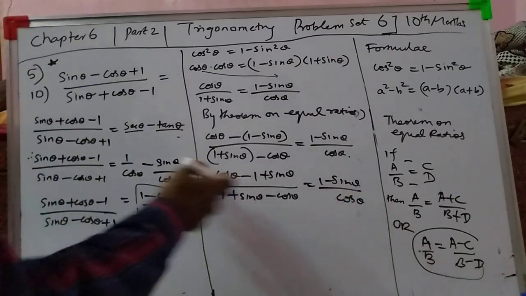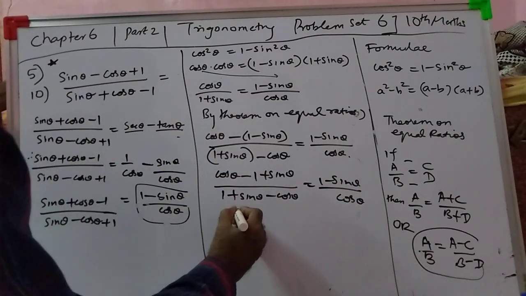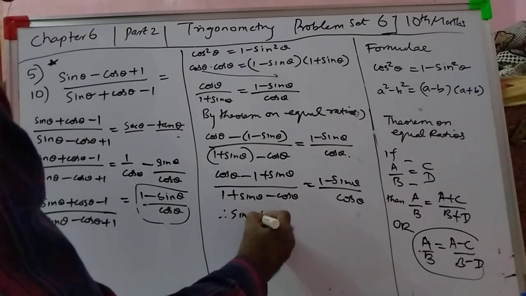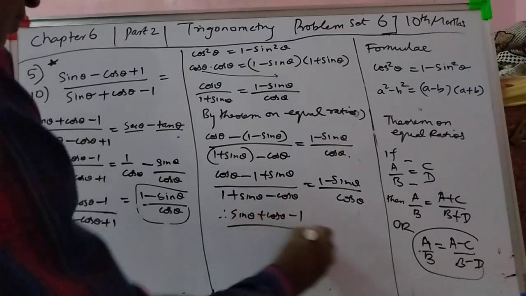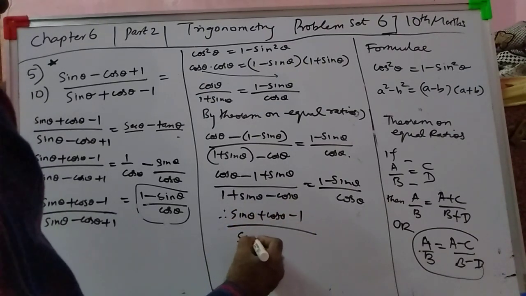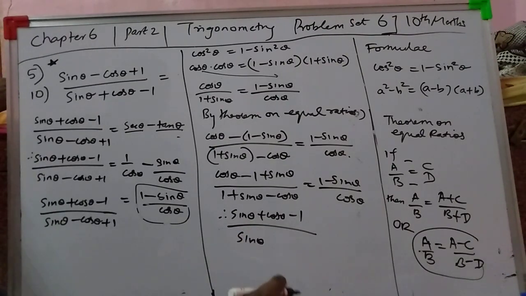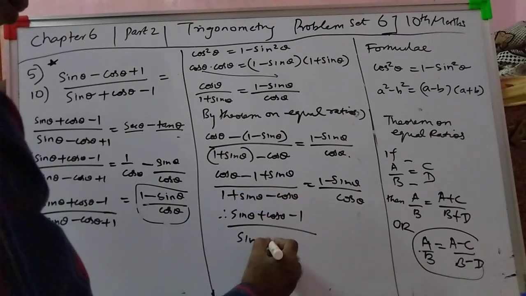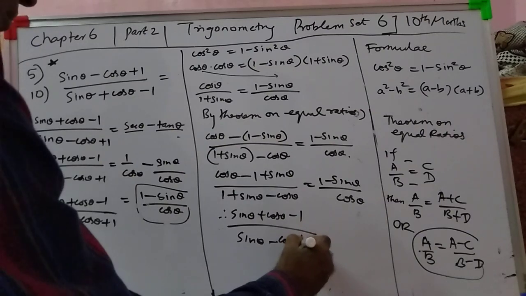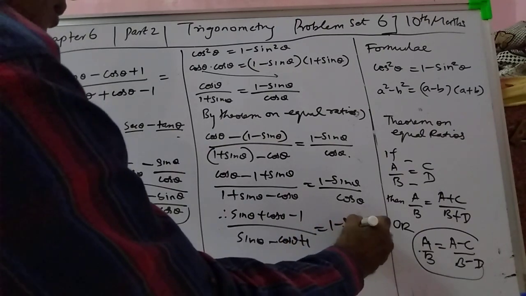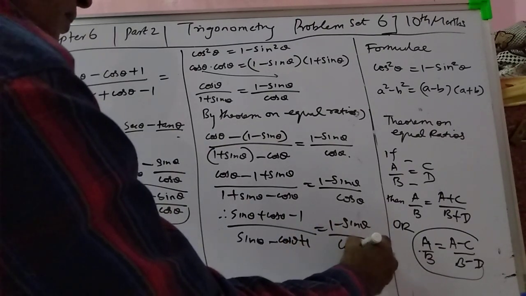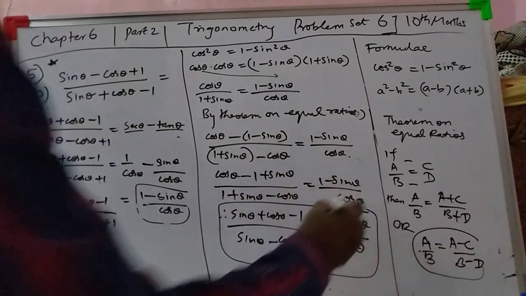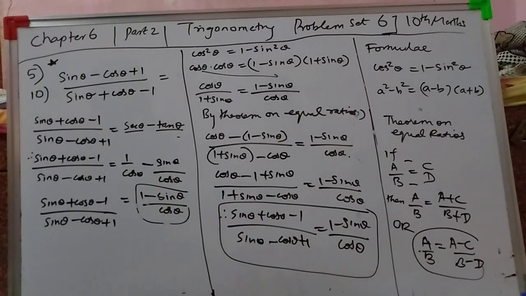So we have to arrange it like this. Therefore, (sin theta plus cos theta minus 1) and (sin theta minus cos theta plus 1) is equal to 1 minus sin theta upon cos theta. I hope you got this. Next we do another problem.